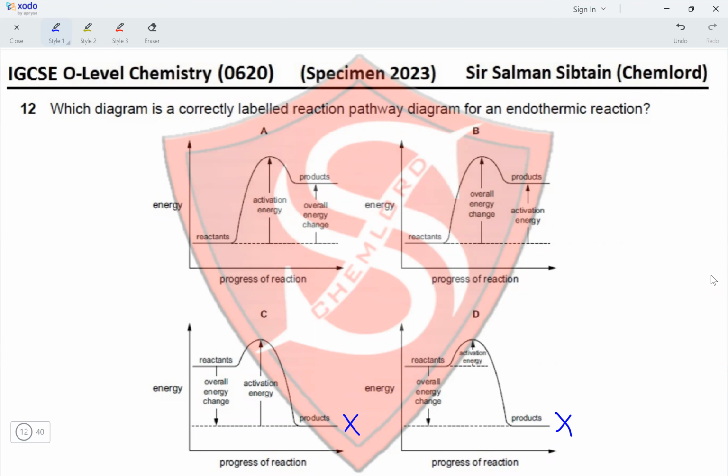Now, between options A and B, the activation energy is the energy difference from the reactants till the maximum energy point or the transition state, which is there in option A, but incorrectly labeled in option B as the overall energy change. And the overall energy change is the difference between the reactants and the products, correctly labeled in A and incorrectly labeled as activation energy in option B. This makes option A the correct option for this question.